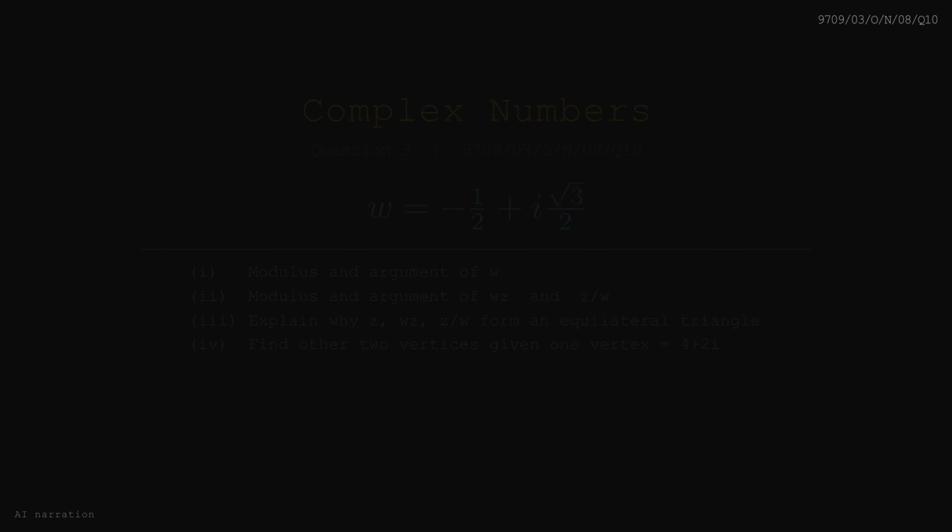Starting Part 1. Find the modulus and argument of W. Modulus: use the square root of x squared plus y squared. 1/4 plus 3/4 is 1, so modulus W equals 1.